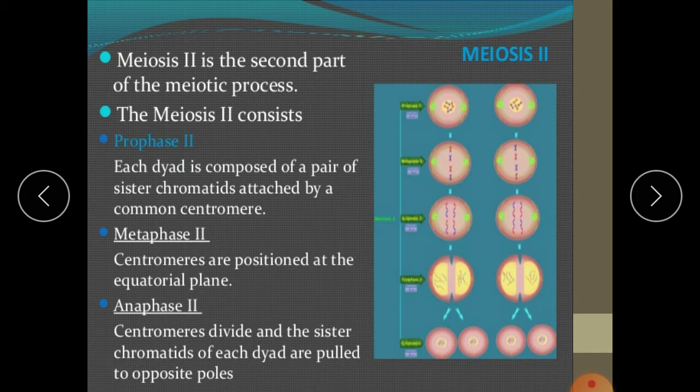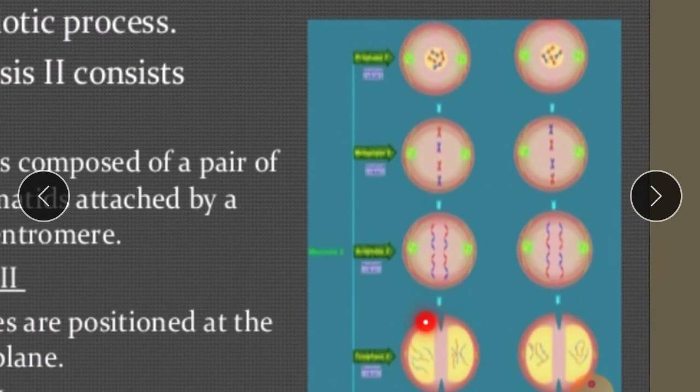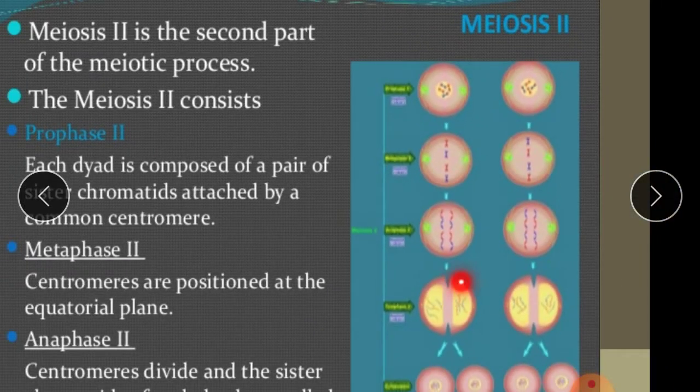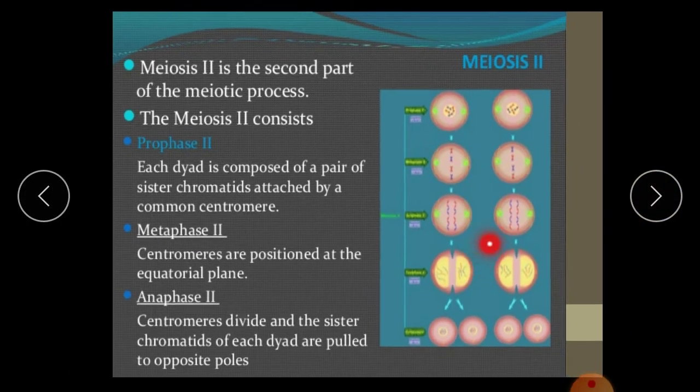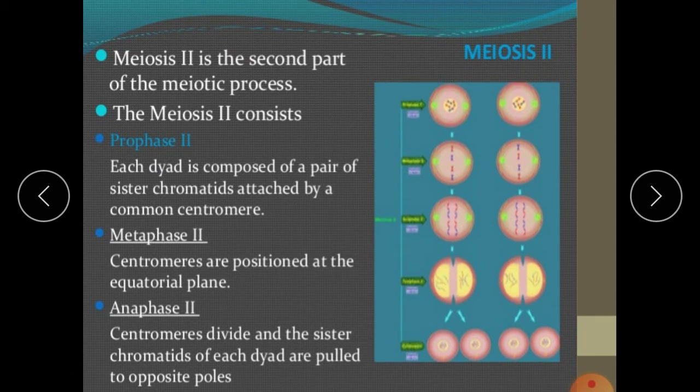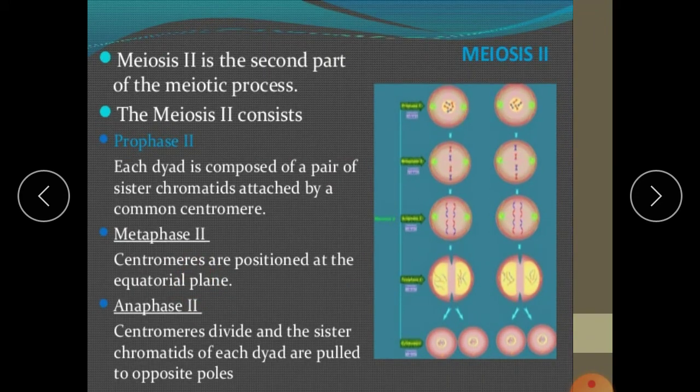So in prophase, each dyad is composed of a pair of sister chromatids attached by a common centromere. Each chromosome has 2 sister chromatids, and both are attached at the common centromere.